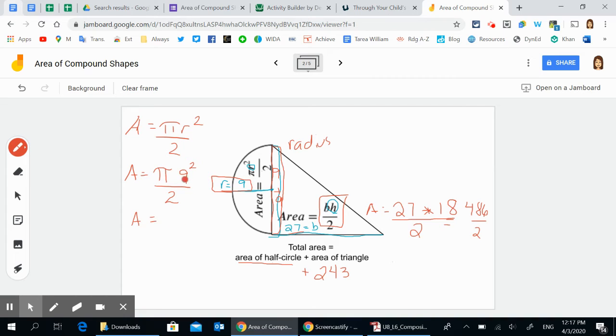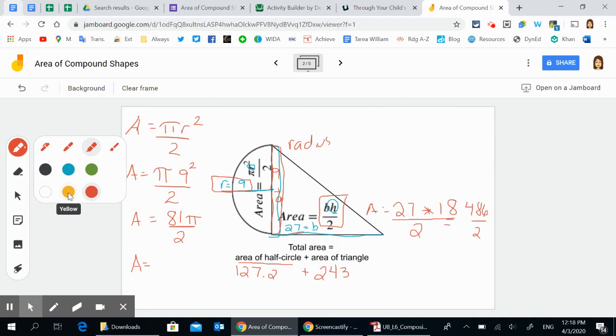9 squared is 9 times 9, so that's 81 pi divided by 2. You need to use a calculator to calculate pi. Pi is approximately 3.14, but use a calculator that has the pi symbol on it. When I multiply pi times 81 and divide by 2, I get 127.2.